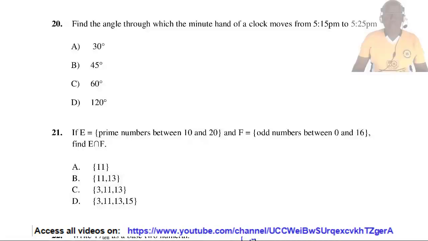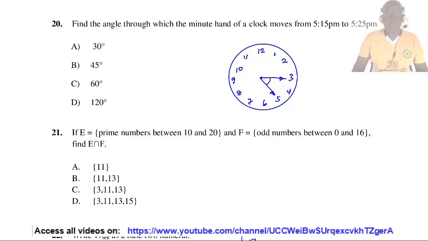Question 20. Find the angle through which the minute hand of a clock moves from 5:15 p.m. to 5:25 p.m. Let us make a rough sketch of the clock. From 5:15 to 5:25, the minute hand will move from 3 to 5, a difference of 2. So the angle is going to be 2 divided by 12 times 360 degrees. 12 goes into 360 thirty times. So 60 degrees, which equals C.